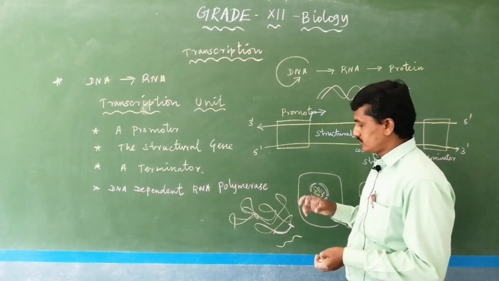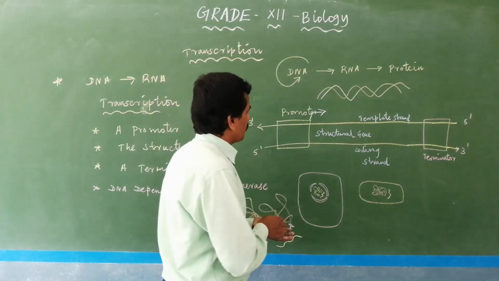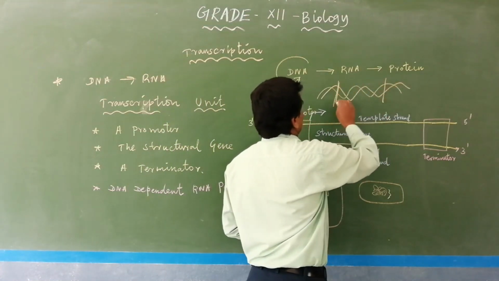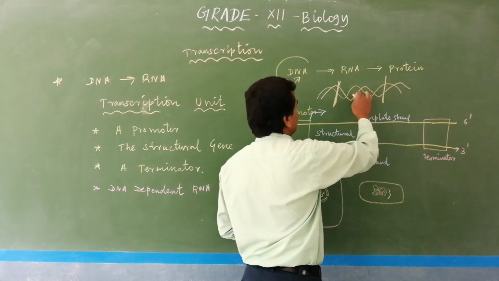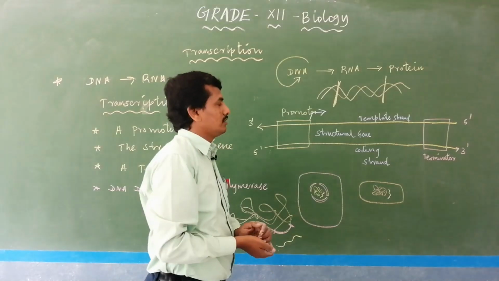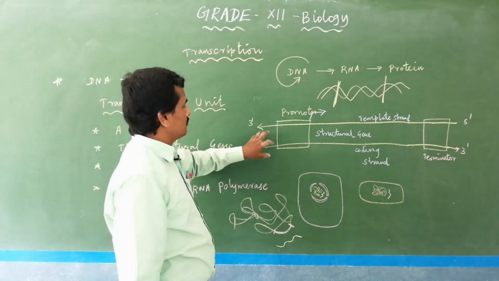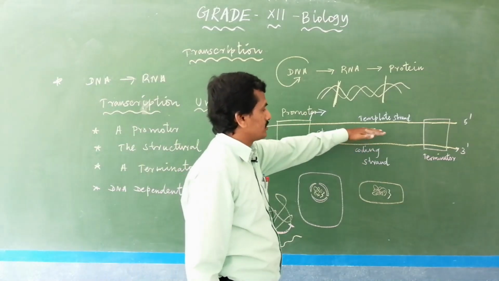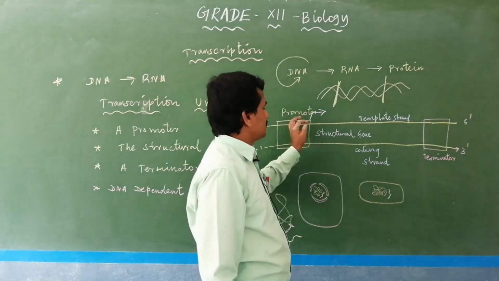See how transcription happens. First, only a small segment of the DNA gets transcribed. This is the segment of DNA, an enlarged view of the particular segment. The DNA contains various regions. A structural gene is present, the gene controlling a particular character, and the promoter and terminator.